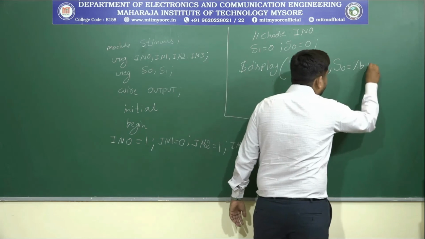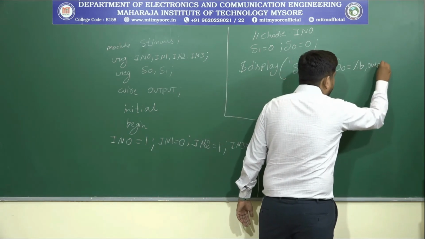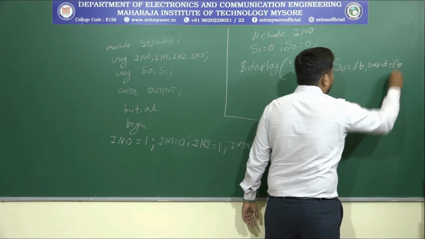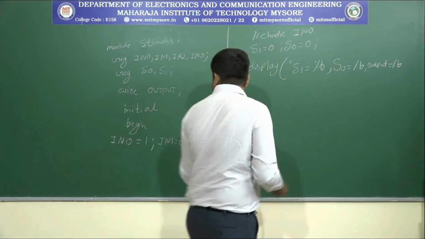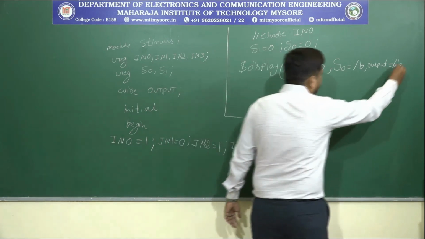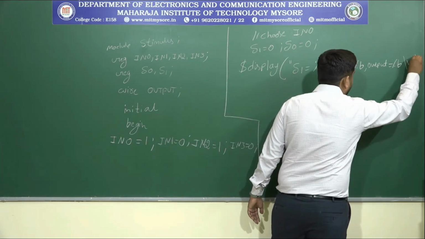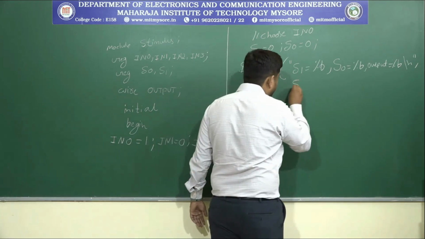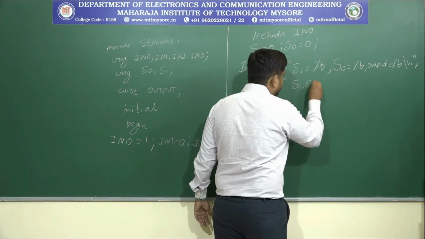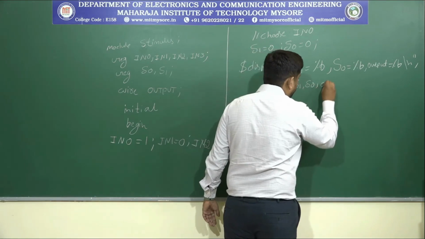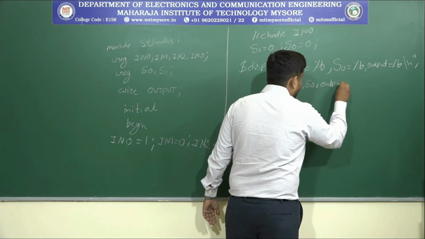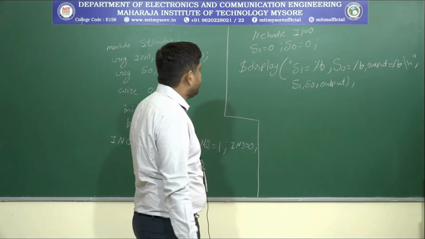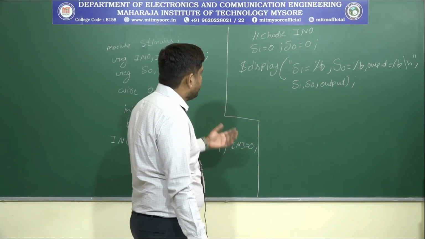After this, the result, that is output is equal to, is again displayed in binary. Then after this there should be a new line, that is \n. After the end you have to display S1, then S0, then output. So this is choosing IN0. Next we have to choose the next one, that is IN1.